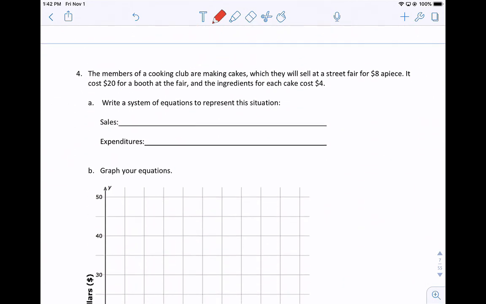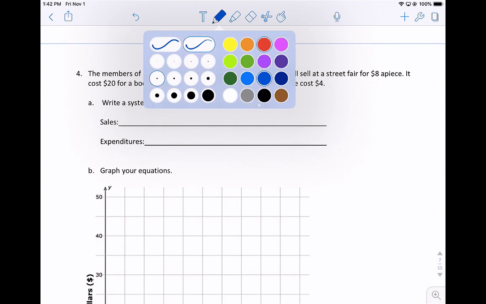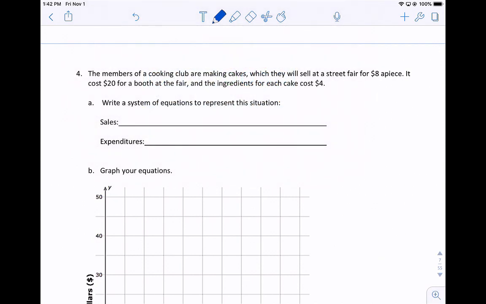All right, last one. The members of a cooking club are making cakes, which they will sell at a street fair for $8 a piece. It costs $20 for the booth at the fair, and the ingredients for each cake cost $4. Can you write a system of equations to represent the situation? And they're going to say, okay, your 2 equations should be for the sales and for expenditures. Okay, so let's see, it costs $20 for a booth at the fair, and the ingredients for each cake cost $4.